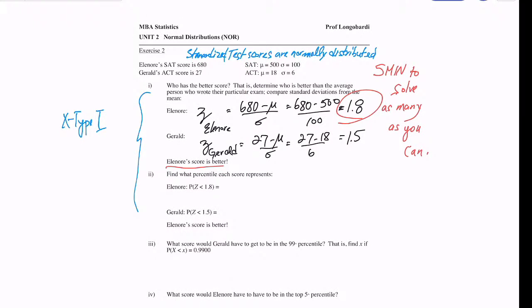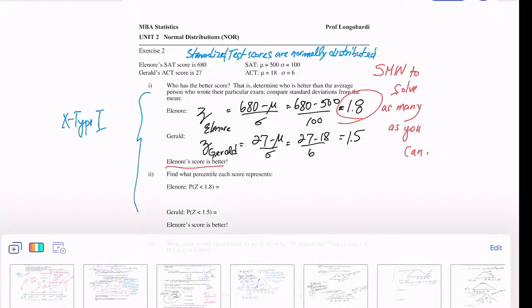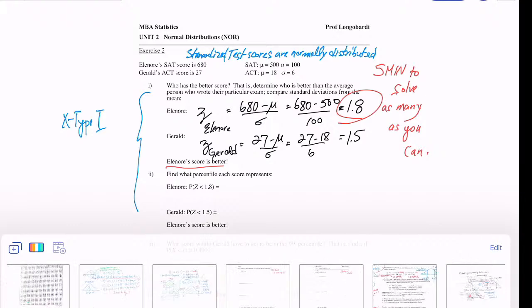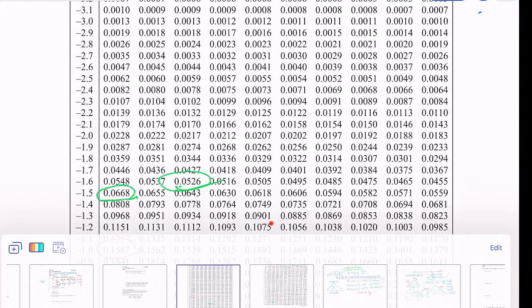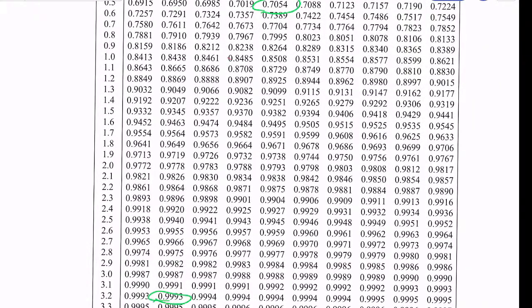So to solve these problems, the percentiles, 1.8 corresponds to, well, we go back to the table. And what do you get? You tell me. At 1.8, Elenore is in the 96th percentile. So she does better than 96% of other students.